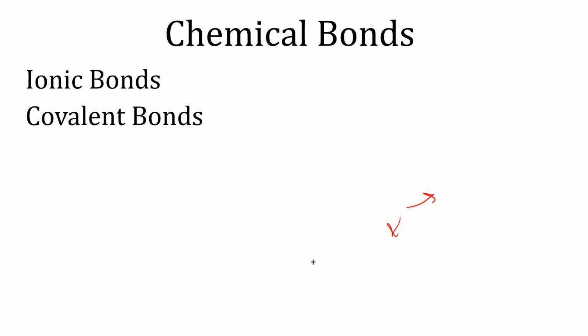Okay, contrast ionic bonds to covalent bonds. Covalent bonds are bonds in which electrons are shared.